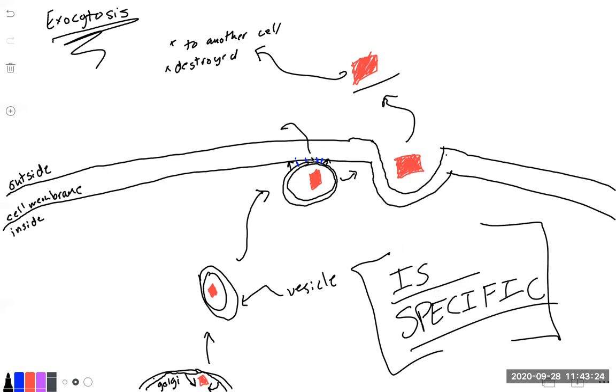And in case you need to know these proteins, the proteins on the vesicle that bring it to the plasma membrane are called VAMPs. And the proteins on the membrane are called SNAPs. And they just fuse the membrane of the vesicle to the cell membrane, and that creates our pit right here.